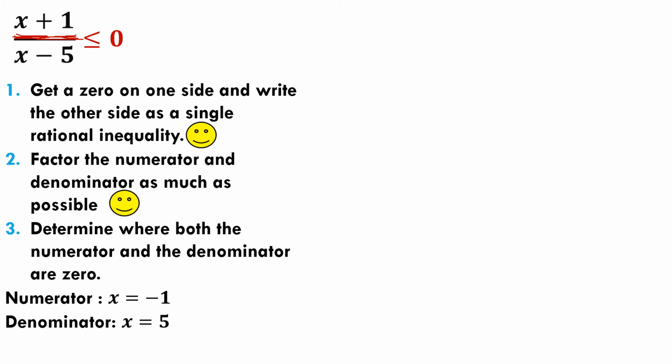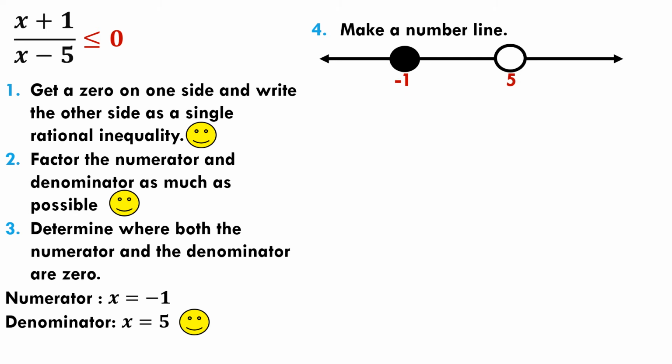Now, step number 4. Make a number line. So, paano tayo gagawa ng number line? Madali lang yan siya. I will explain to you. So, sa number line natin, ang ilalagay natin ng mga points lang dito or mga numbers dito are negative 1 and 5. Again, ang ilalagay natin na numbers dito is kung ano yung mga numbers na nakuha natin sa step number 3. So we have -1 and 5. I-arrange lang natin siya from lowest to highest.